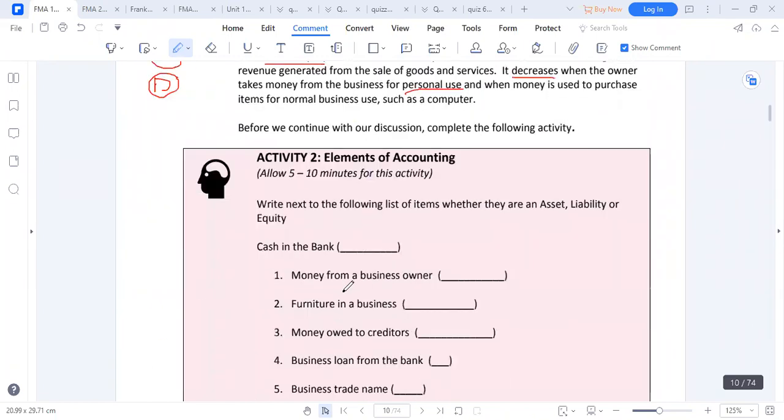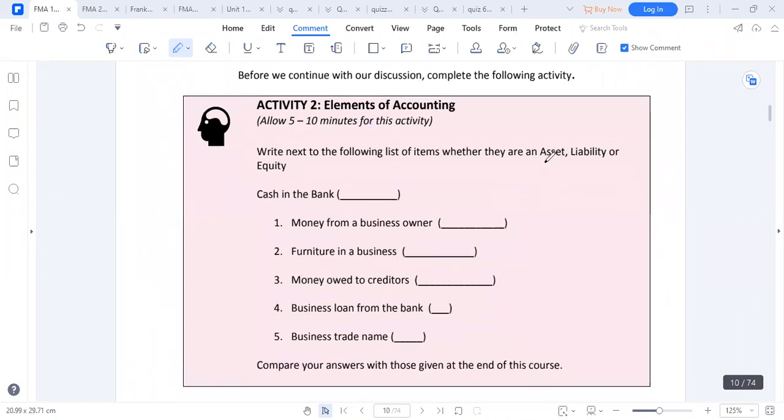Okay, so let's do a quick check. Can you remember which ones are assets, liabilities, and equity? So money in the bank is called what? Asset. Current asset, to be specific. Excellent. Money from a business owner is called what? Equity. Owner's equity, to be specific. Furniture in a business is called what? Current assets. Excellent, current asset.